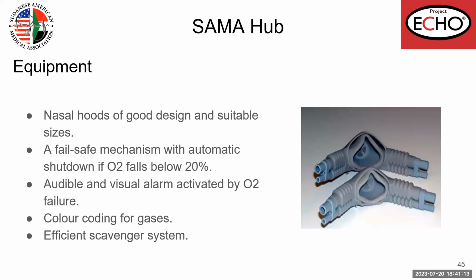So what equipment do you need? You need the nasal hood, and it should be of good design, and the size should be suitable for the child, because if you use a bigger size, there will be a leak of nitrous oxide. You should have a fail-safe machine system with automated shutdown if the oxygen falls below 20%. The machine we usually use, the safest one, has an automatic shutdown if it falls below 50. It's not going to wait until it reaches 20. From 50, it's going to shut down.